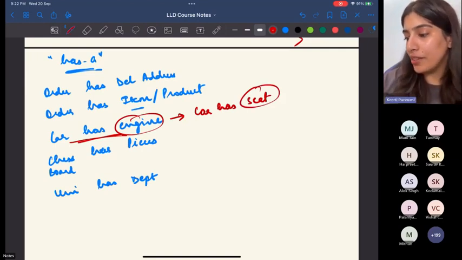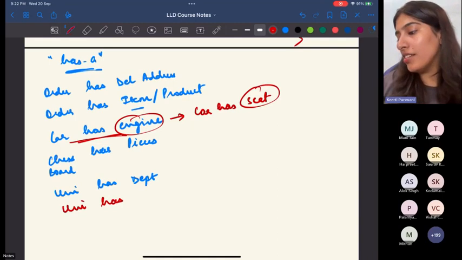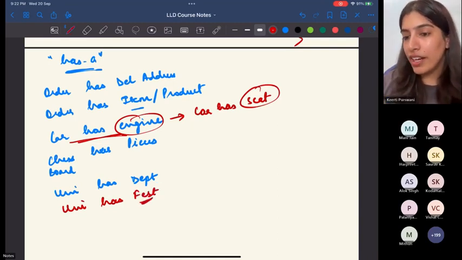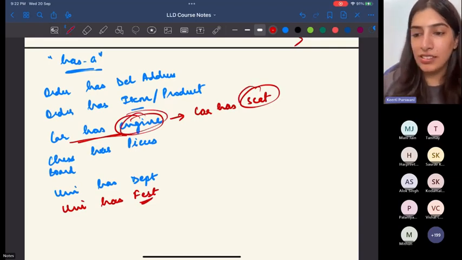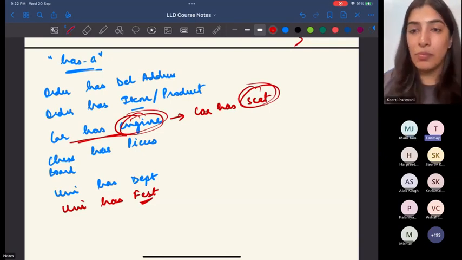Or let me give you another example. University has department. University has fest. So it has a college fest, right? Is there any major difference between engine and seat? Like, say, number, one to one, many to one? Number of engines and number of seats.